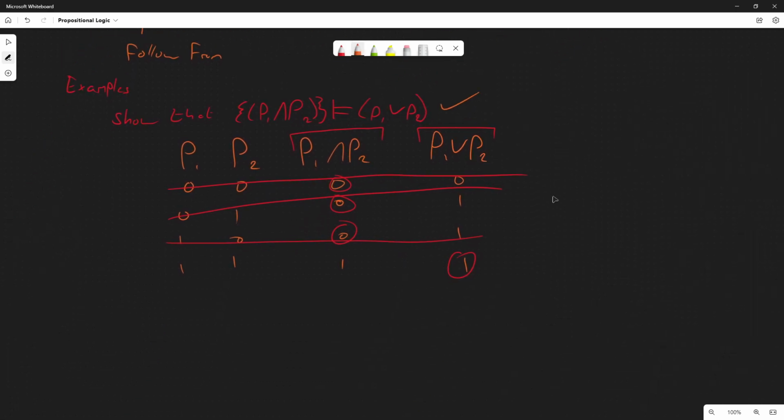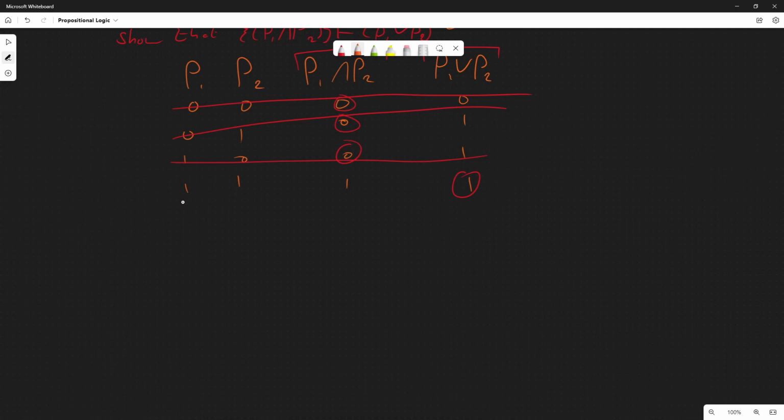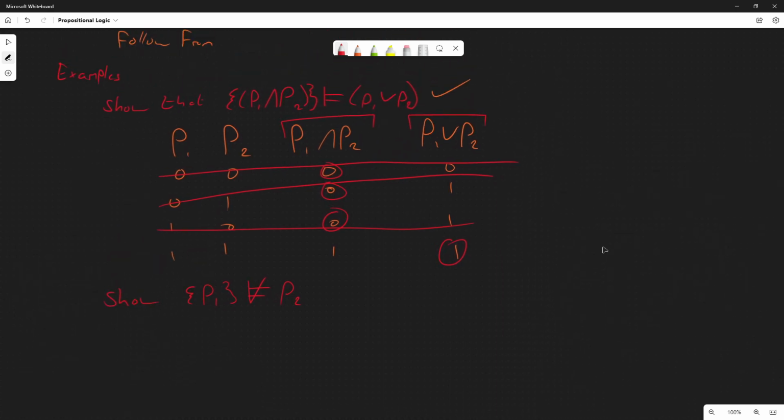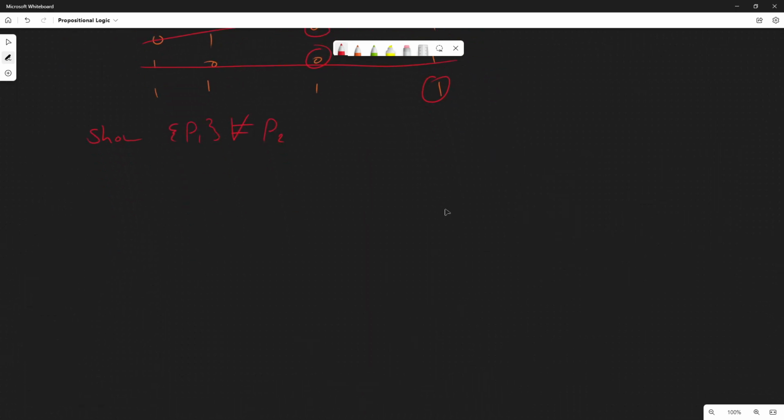Fairly simple process. Again, another example. Let's show that if we have some set which contains only P1, show that P2 follows from it, or does it. In this case, we're going to show that it doesn't follow. Also, in our previous example, we said P1 or P2 holds under the dataset P1 and P2. So holds or follows from, depending on your perspective, can both be used.